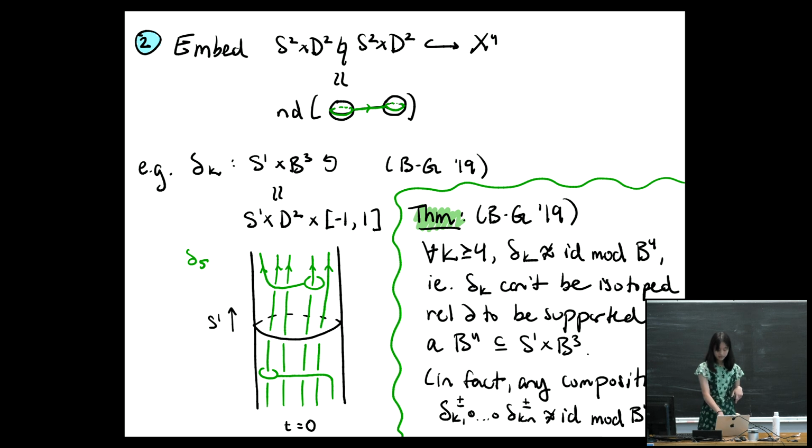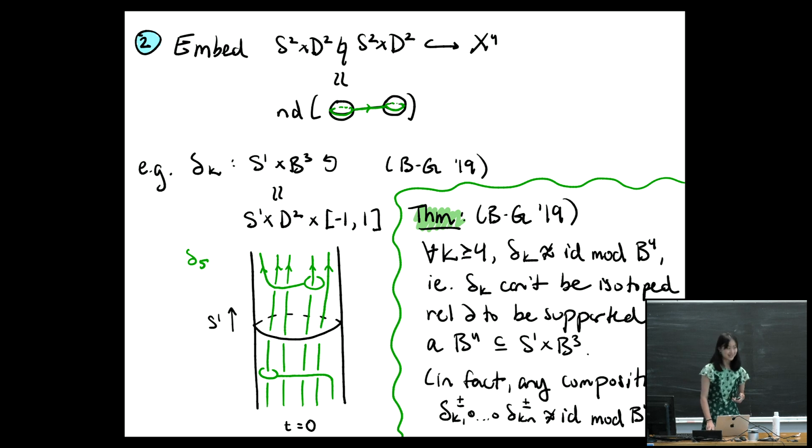So this is specifically for S1 cross B3. Yeah, these diffeomorphisms. I guess the hard part is showing it's non-trivial. So I think they use some invariant to distinguish these diffeomorphisms, and it just vanishes for k less than 4.